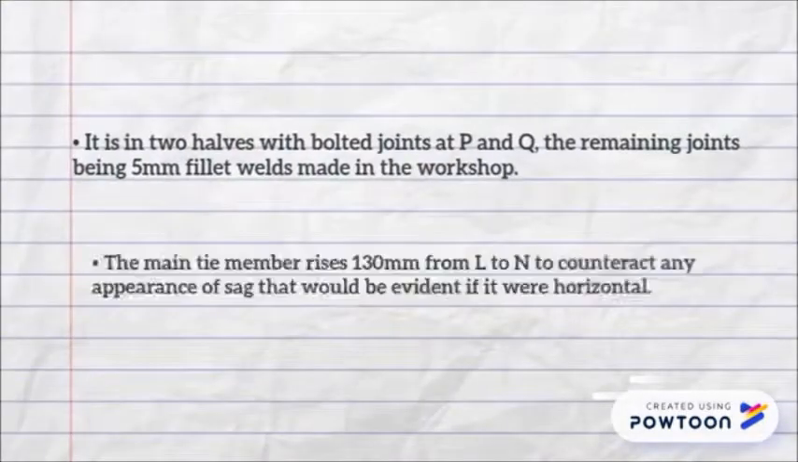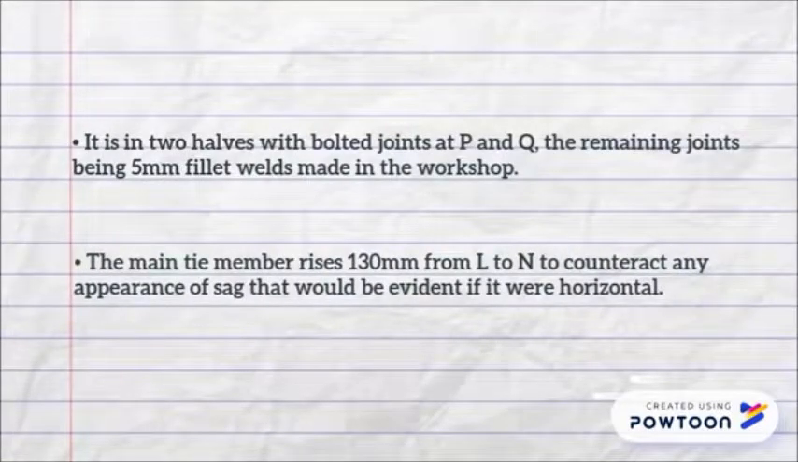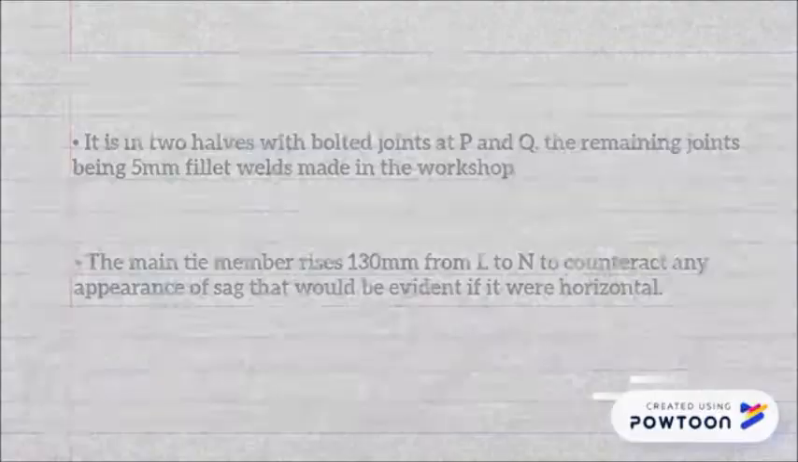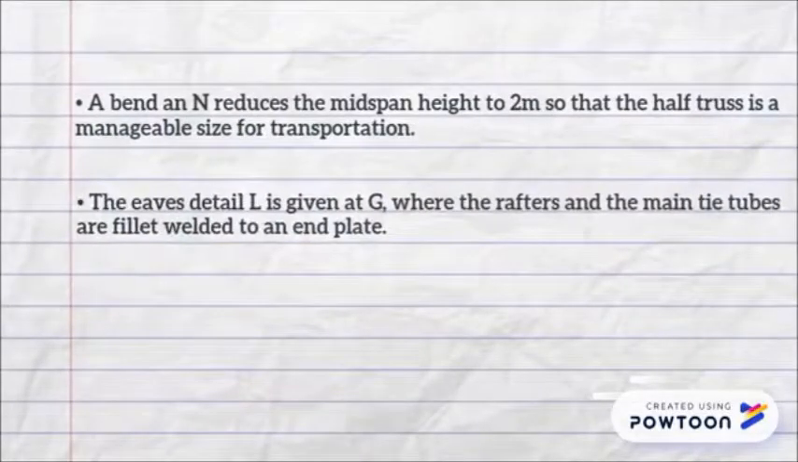It is in two halves with both joints at P and Q, the remaining joint being a 5 mm fillet weld made in the workshop. The eave detail is given at G, where the rafter and the main T-tube are fillet welded to an end plate.